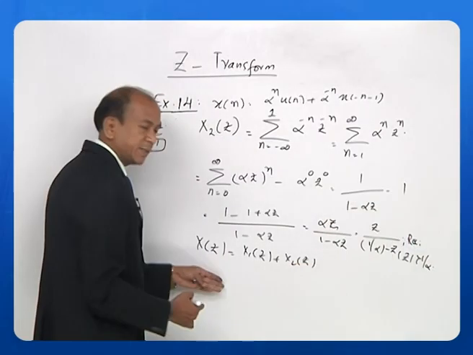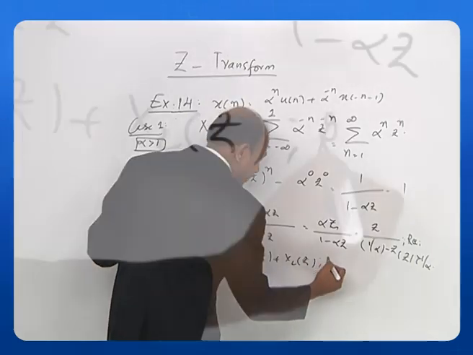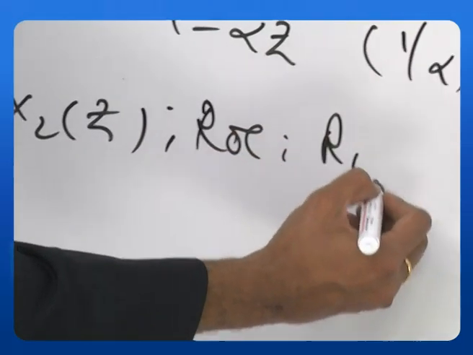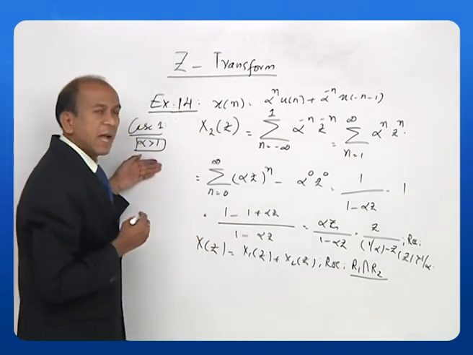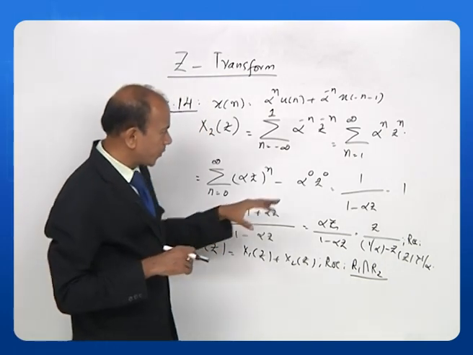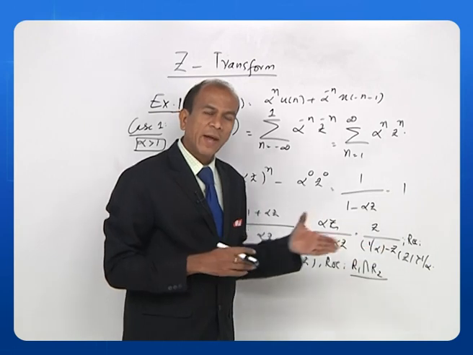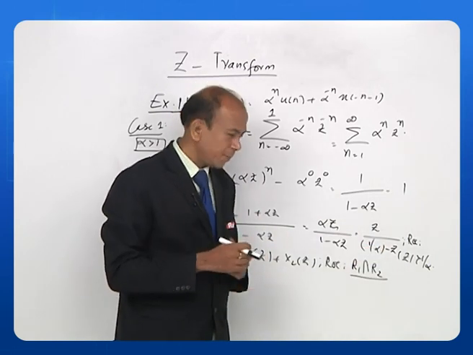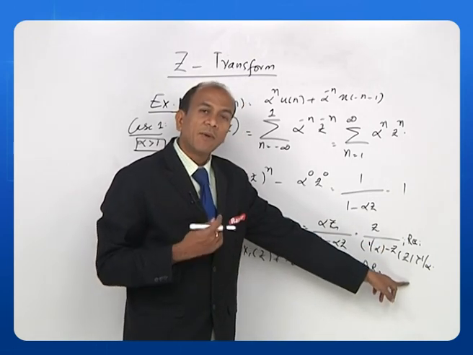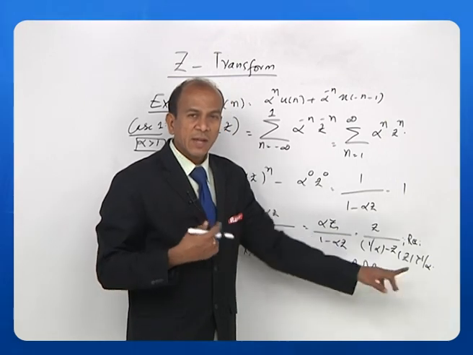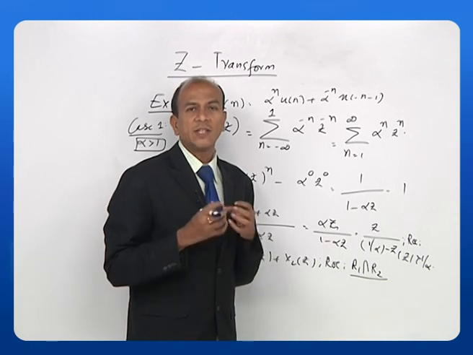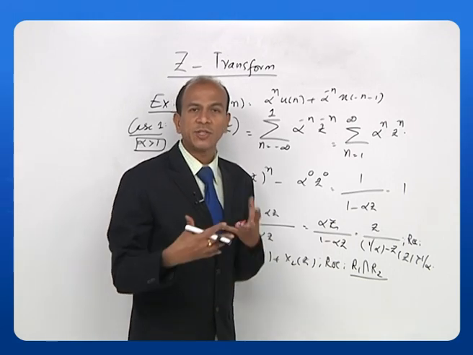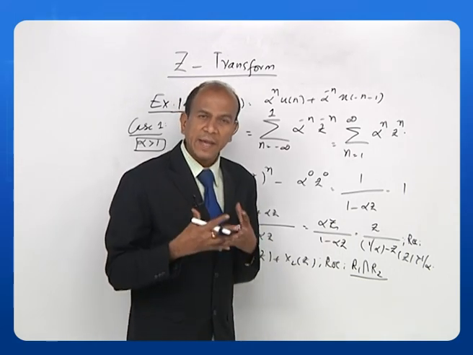So, you will get this, and the total ROC will be R1 intersecting with R2. As you see here, for the case 1, alpha is greater than 0. So, you have one ROC R1, |z| greater than alpha, and another ROC, |z| greater than 1 by alpha. So, there is no intersection between these two. So, Z transform does not exist because there is no region of convergence that exists.